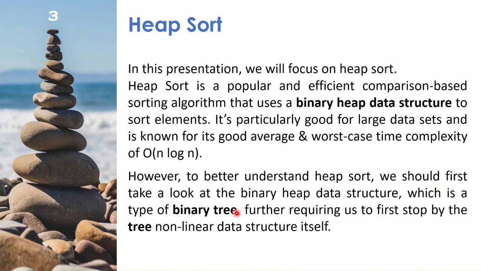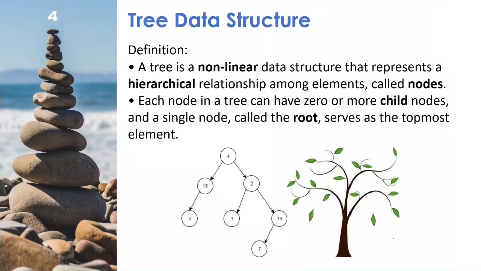Okay, to better understand heap sort, we should first take a look at the binary heap, since heap sort uses a heap. But what is a heap? A heap is a type of binary tree. But then what is a tree? So we should first take a look at the tree data structure briefly, and just climb up the ladder. So first up, tree. What is a tree? A tree is a nonlinear data structure that represents a hierarchical relationship among elements called nodes, right?